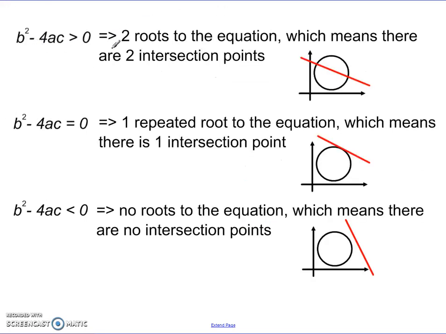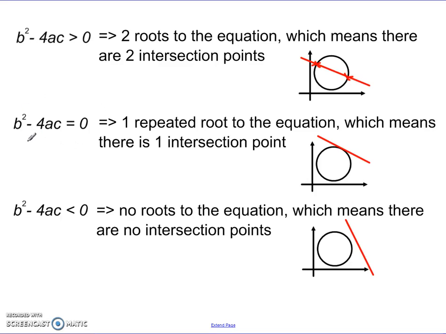If b squared minus 4ac is bigger than 0, we get 2 roots to the equation. So there's 2 possible solutions within it. What that means is there are 2 points of intersection of our line and the circle, so it looks something like this. You get 2 points and the line cuts through the circle at those points.